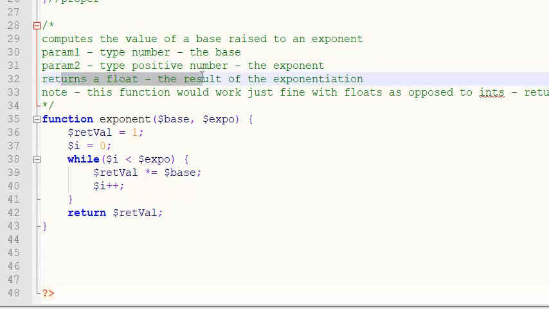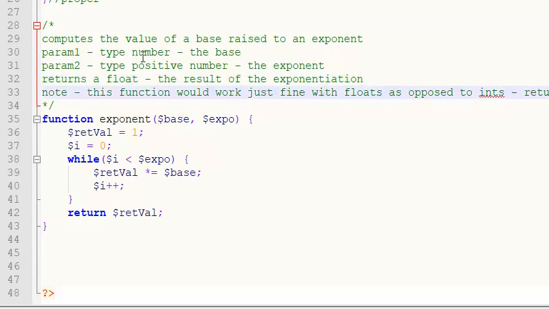It returns a float, which is the result of the exponentiation. Note, I put a note in here. This function should work just fine with floats as opposed to ints. Returns a float to accommodate larger numbers. So those are the design decisions that I made and why I did what I did.